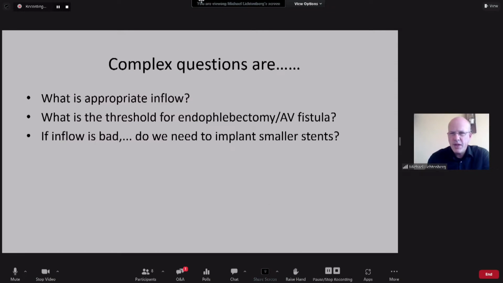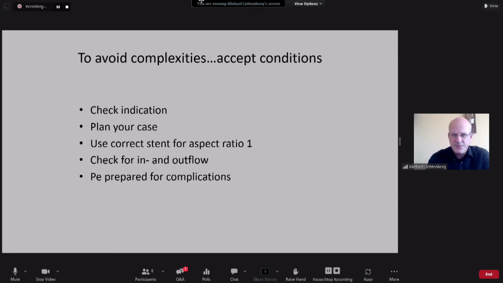So there are a lot of complex questions, therefore, of course, we do not have the sufficient answer yet. What is appropriate inflow? What is the threshold for endophlebectomy over fistula? If inflow is bad, do we need to implant smaller stents? These are the questions which hopefully very soon will be analyzed in trials. But to avoid these kind of complexities from the beginning on, we should probably accept conditions.